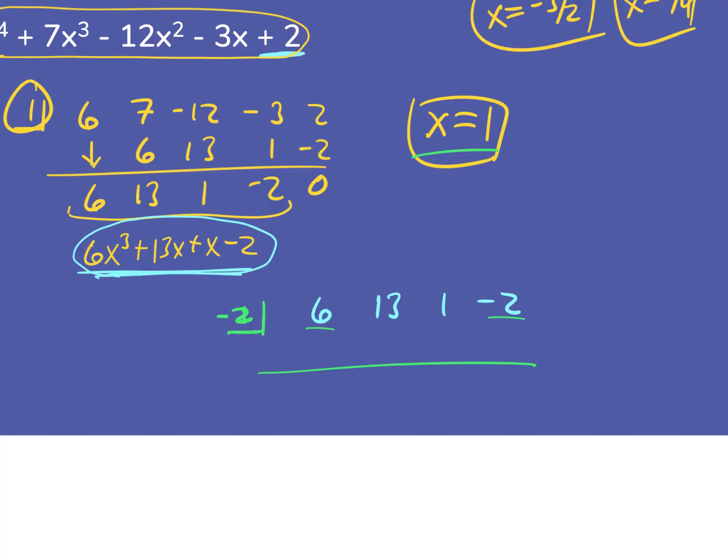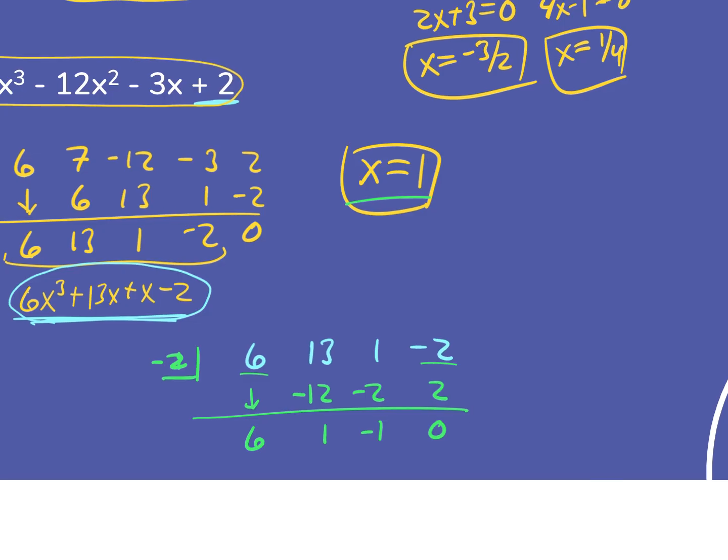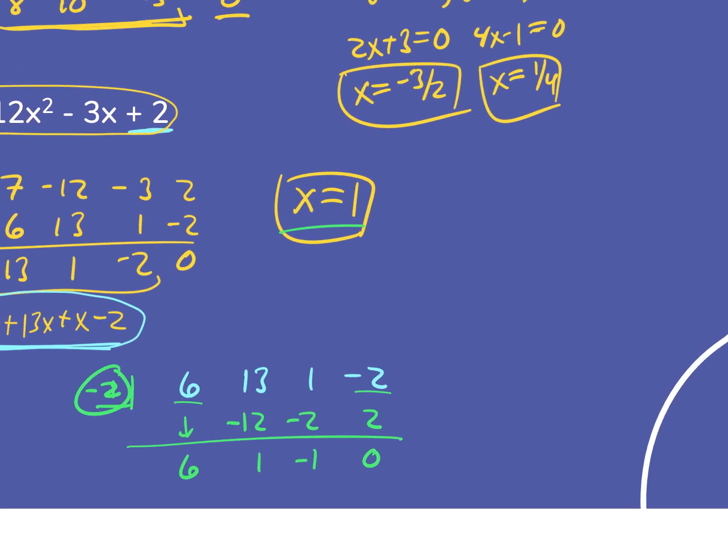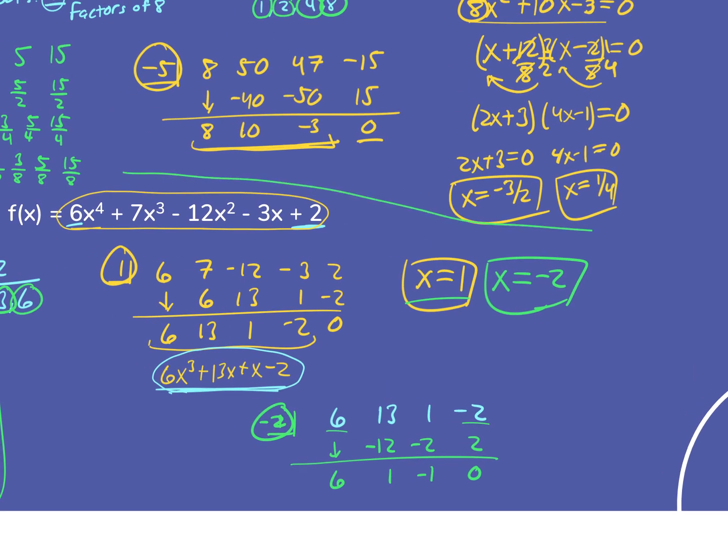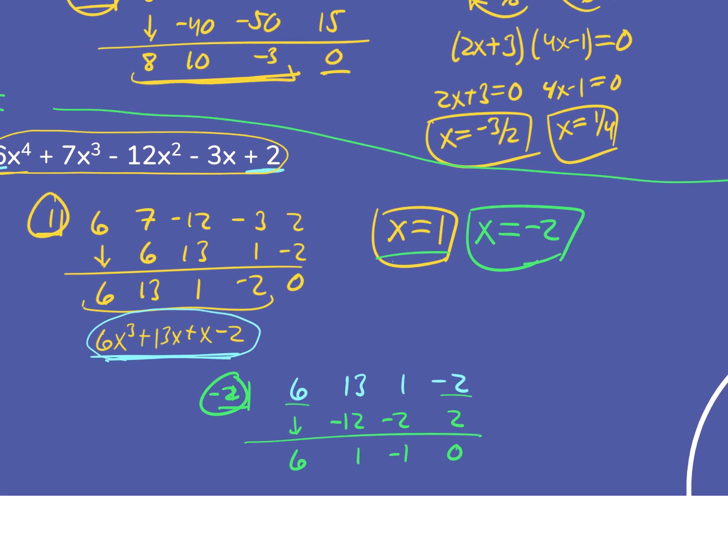So let's try a -2 now. Bring down the 6. We get a -12, a 1, a -2, a -1, a 2, and then a 0. So it does work. So that means x equals -2 is another one of my zeros. I already found 2 of them. Let me just separate it from that problem. I already found 2 of my zeros.